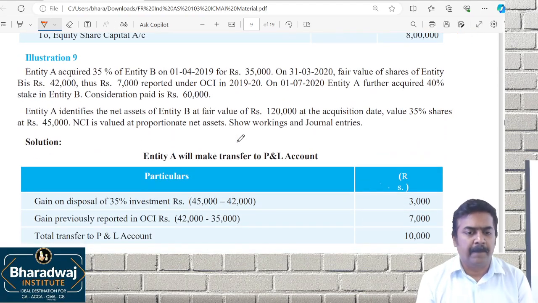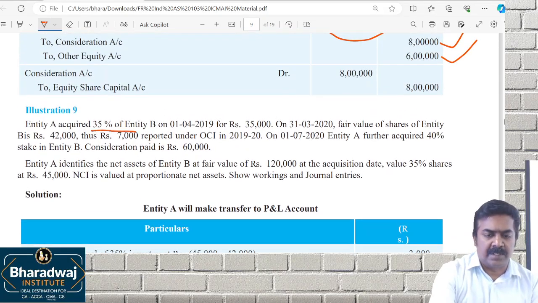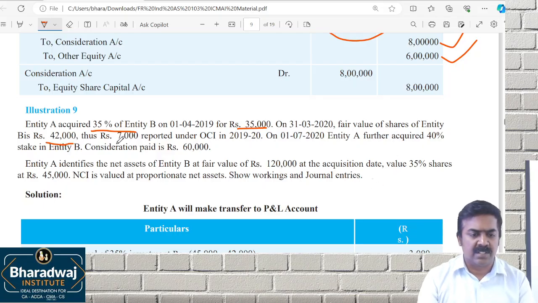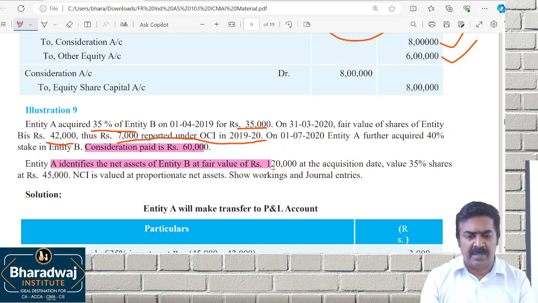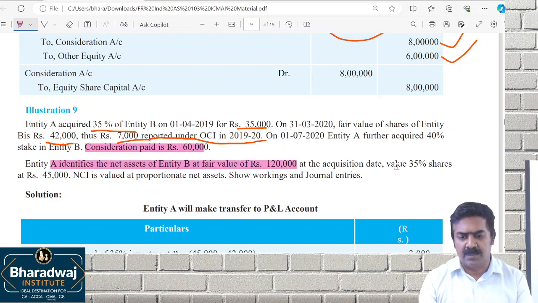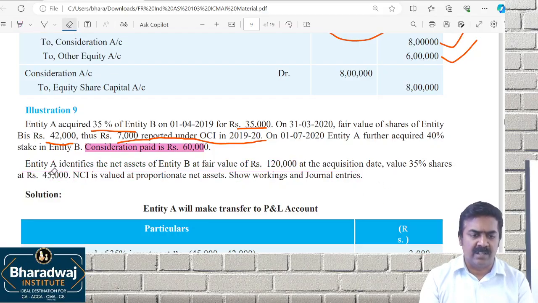Look at illustration number 9. Entity A acquired 35% for 35,000. Fair value of the shares 42,000. Thus 7,000 reported under OCI in 1920. Then further acquired 40% by paying a consideration of 60,000. Entity A identifies net assets of B Limited valued at 1,20,000. At the acquisition date, value of the 35% is 45,000. NCI is measured based on proportionate net assets. Read the question fully, then we'll do it.